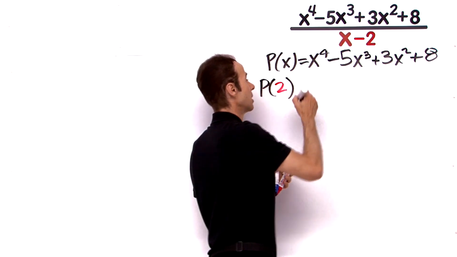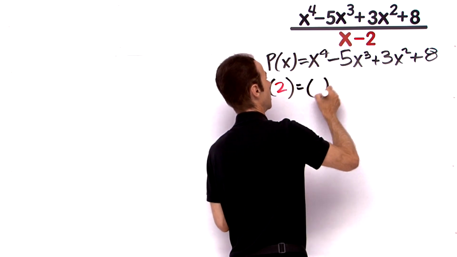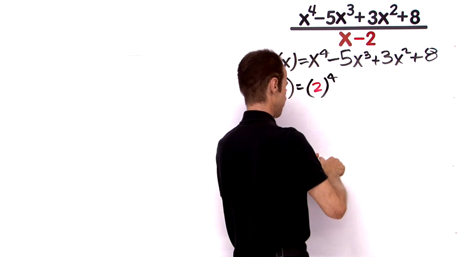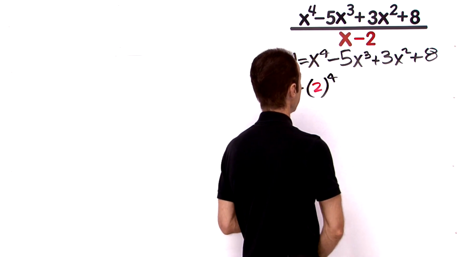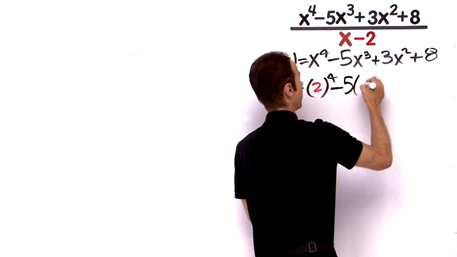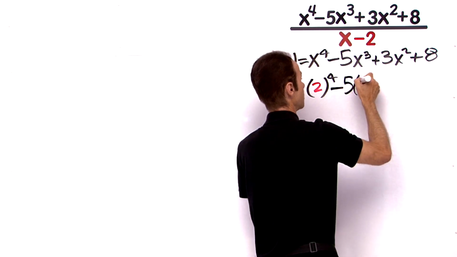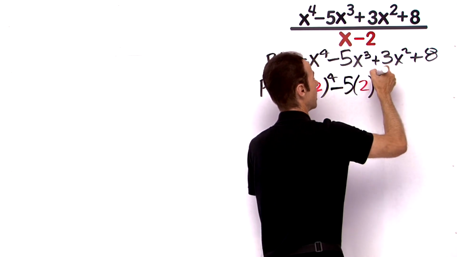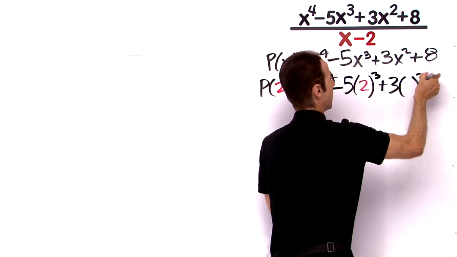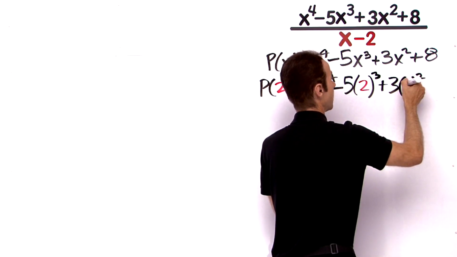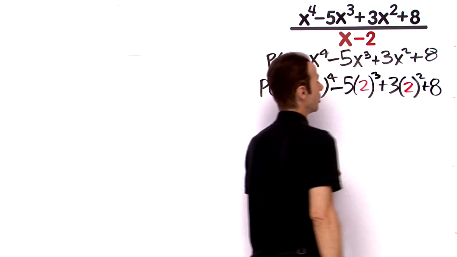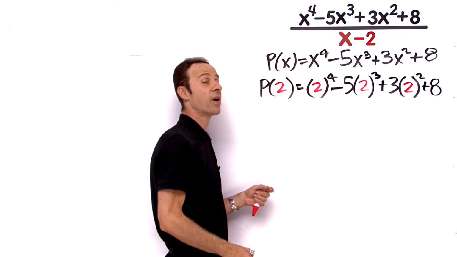So let's do that. So that equals x to the fourth. What's x again? It's going to be 2. And then we have a minus 5x. So minus 5, and the x there is 2 again, to the power of 3, plus 3x squared, we put in the value of 2 there, plus 8. Okay, let's start to simplify this as we find the remainder.